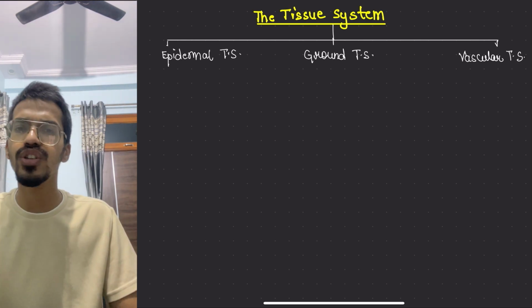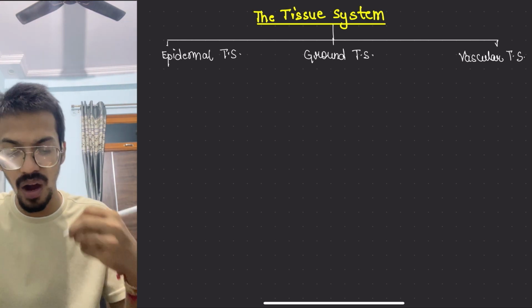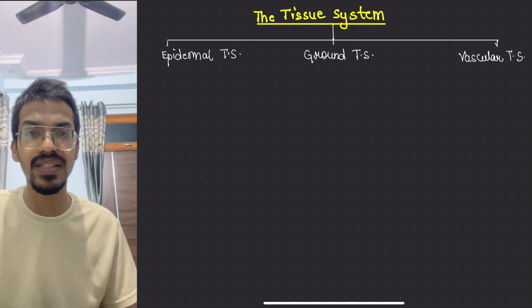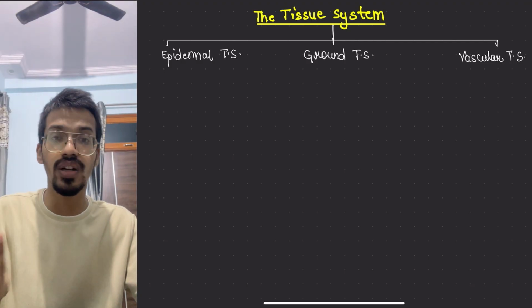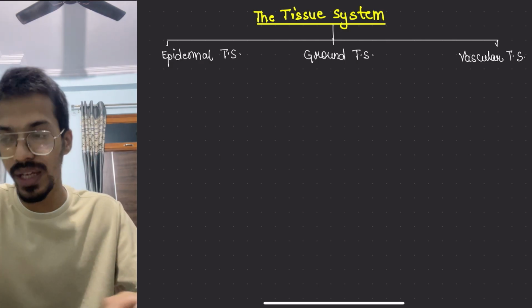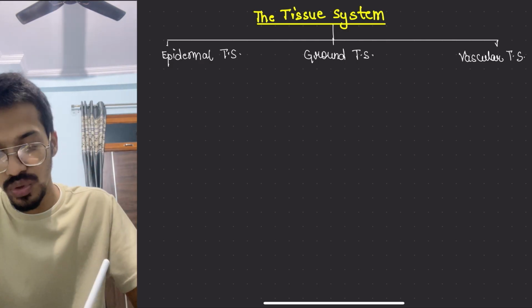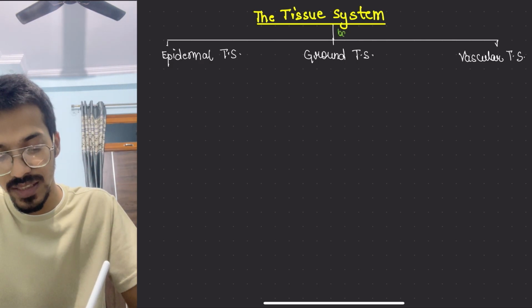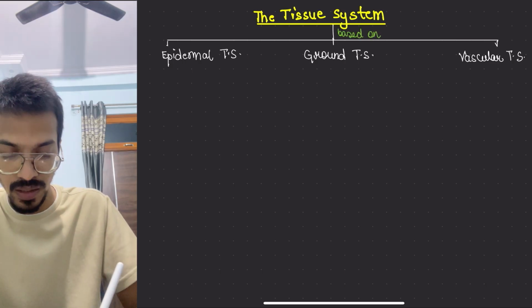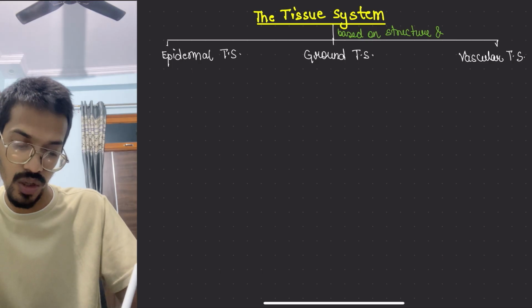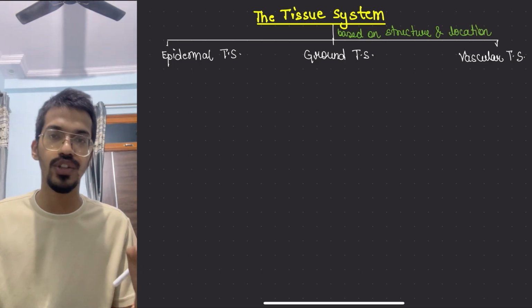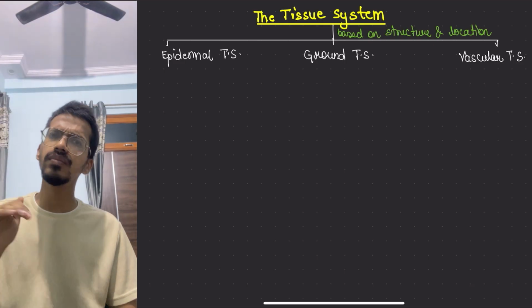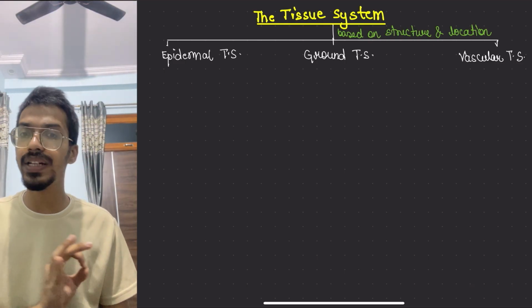Now let's talk about how we divided these 3 systems. These 3 systems are divided on the basis of their structure and functionality, and location. So the epidermal, ground and vascular tissue division is on the basis of this. Moving on to the next thing, the epidermal tissues.